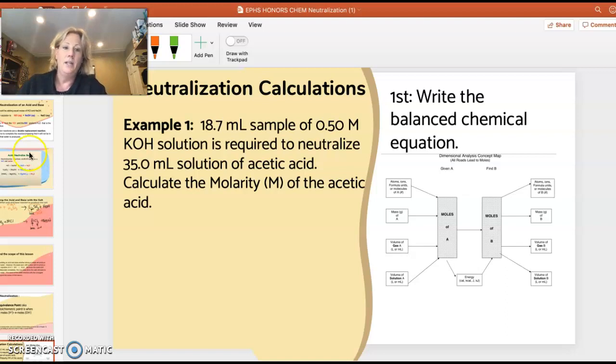And these are stoichiometry, like solution stoich problems like we learned in the last unit. So in the question, we have a lot of information going on. We have 18.7 milliliters of a 0.50 molar potassium hydroxide, and that's going to neutralize. So that would be like what we had used in the burette. It's going to neutralize 35 milliliters of acetic acid.